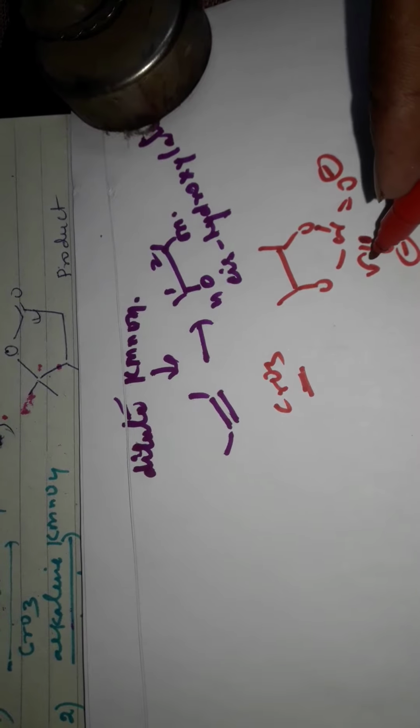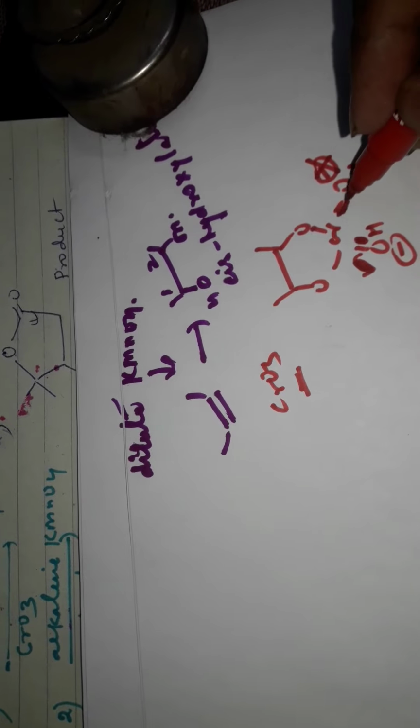After that, in the second step, they add CrO3. What is the function of CrO3? It forms a chromate ester. In CrO3 there are three double bonded oxygens attached to chromium. When the oxygen lone pair attacks chromium, it will form O minus. So two O minus will be formed here. So you should neglect this one and add this one.